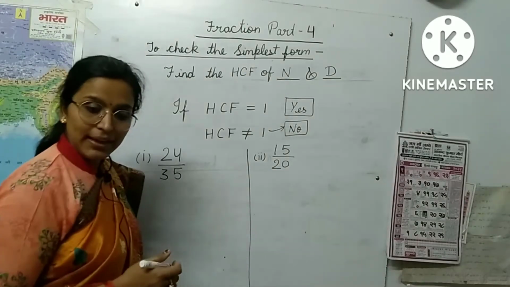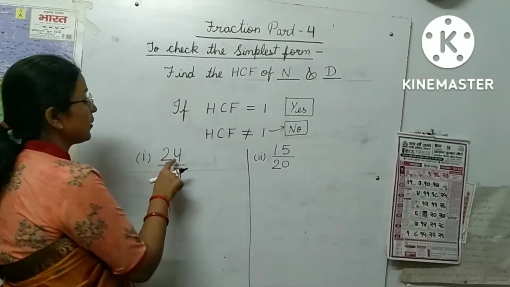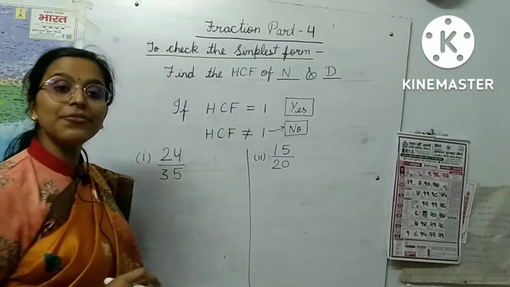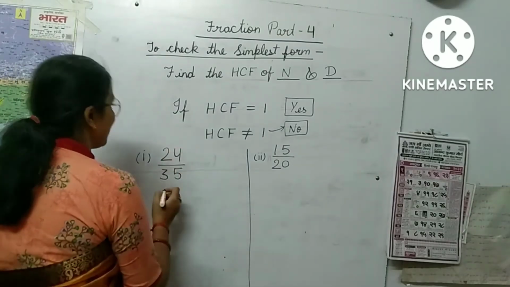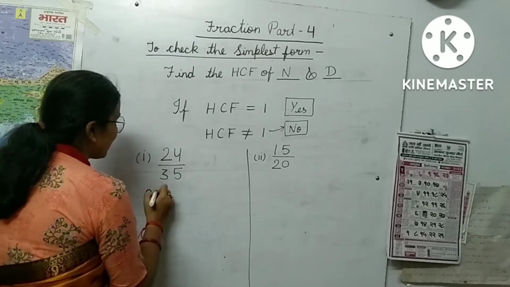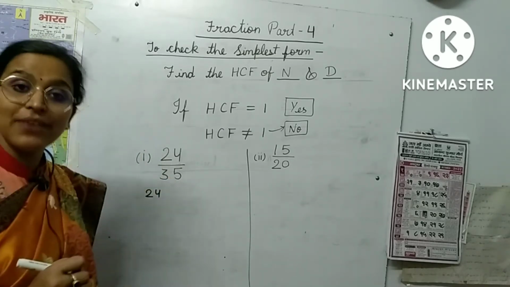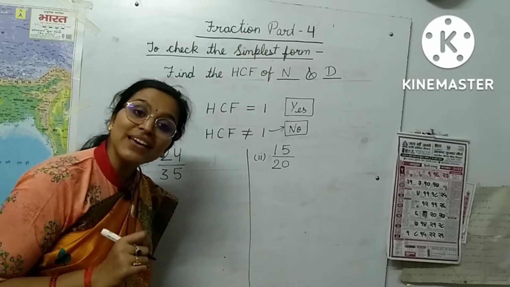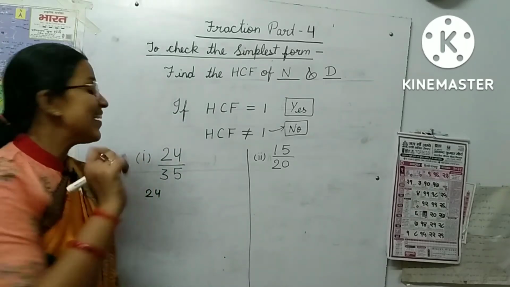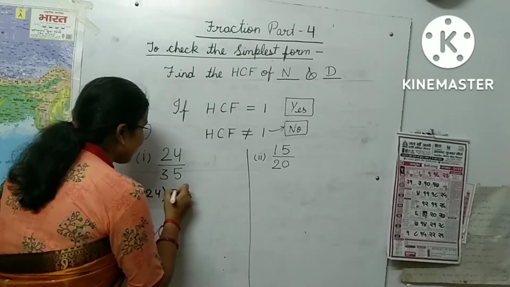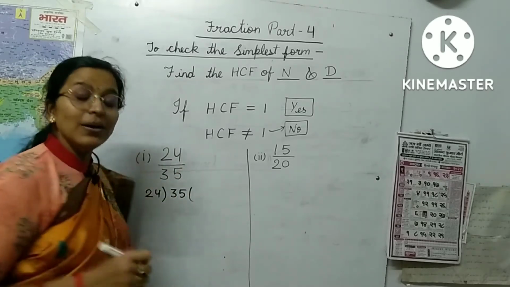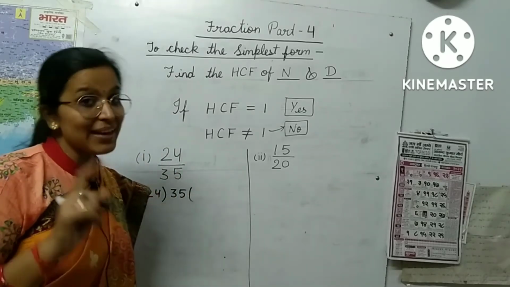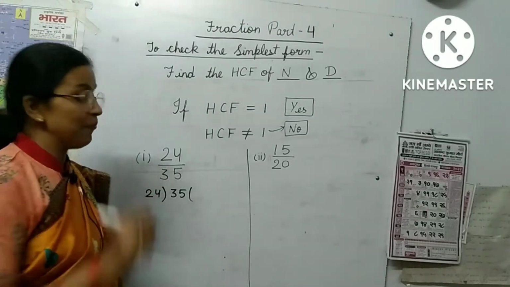Here I have taken the smaller number. Which one is the smaller, 24 or 35? Very good, 24 is the smaller number. This I will take as my divisor. And the bigger one, 35, we will take as our dividend. Now read the table of 24, that should not be more than 35.